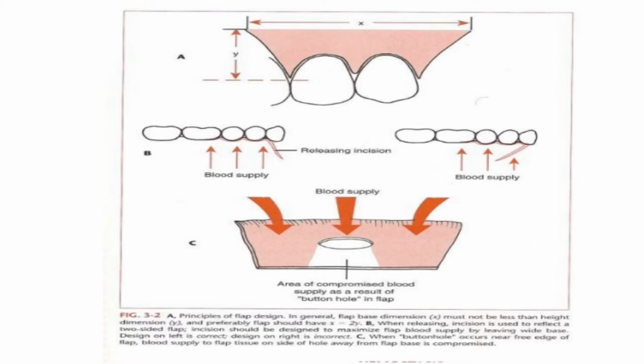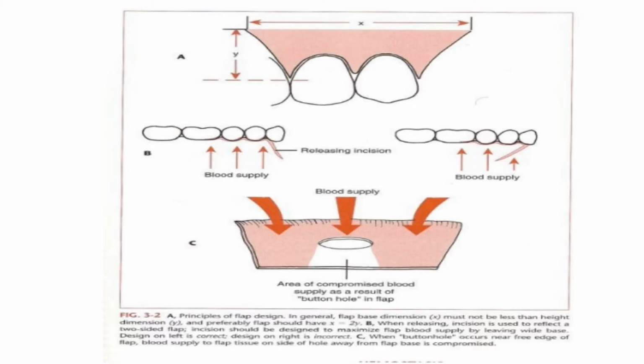In this picture, we can appreciate basic principles of flap design which have been stated earlier. So letter X in picture A denotes the base of the flap and letter Y denotes the height of the flap. Preferably, the base of the flap should be double the height of the flap. In picture B, we can see what precautions have to be taken while placing a vertical releasing incision to improve accessibility to the underlying structures.